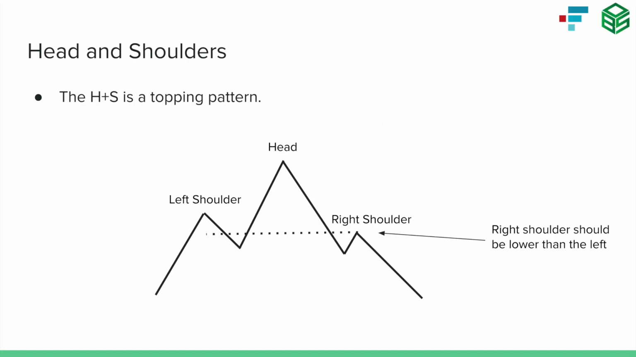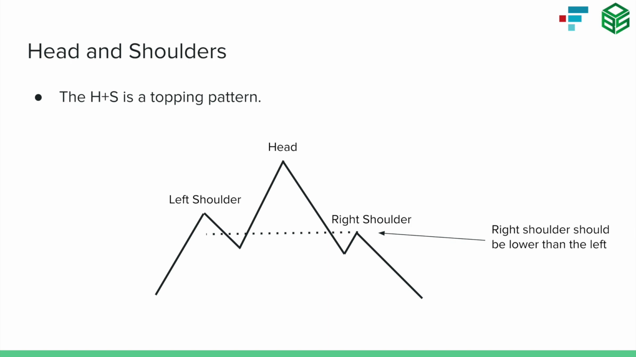The next pattern we're going to discuss is actually a topping pattern, which is the head and shoulders. As you can see in that diagram below, it's signified by a left shoulder and then a head, which cuts above that previous high made by the left shoulder, which then sells off.